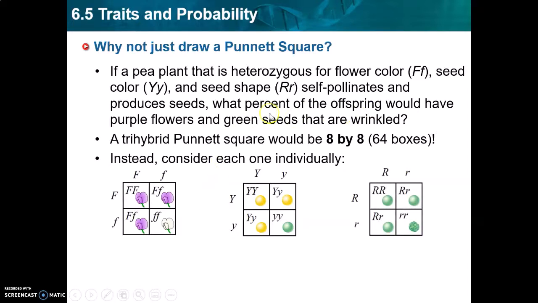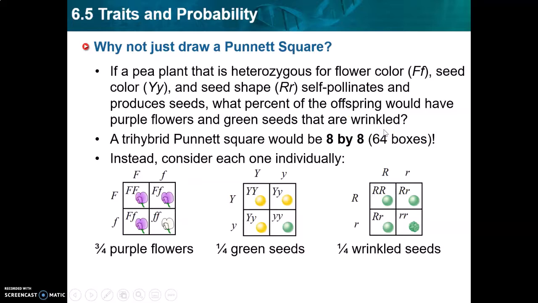Now we want offspring that meet all 3 of these criteria simultaneously, so we would need to multiply the probability of each one happening. So what's the probability of getting offspring with purple flowers? Multiplied by the probability of getting offspring with green seeds, multiplied by the probability of getting wrinkled seeds. So if you look at each Punnett square, it becomes very easy to figure out those individual probabilities. There's a 3 out of 4 chance of getting purple flowers, a 1 in 4 chance of green seeds, and a 1 in 4 chance of wrinkled seeds.